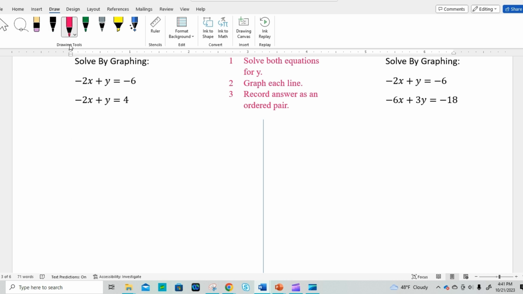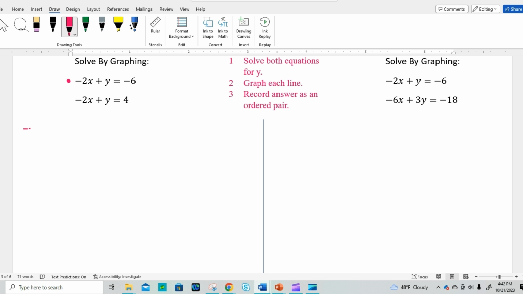So this first one, I have negative 2x plus y is equal to negative 6, and negative 2x plus y is equal to 4. Now, already, you can look at that and say, well, the left-hand side of that is the same on both of them. So something funny's going on there. And you'd be right. So let's try and solve them out, and we'll see what is actually happening.